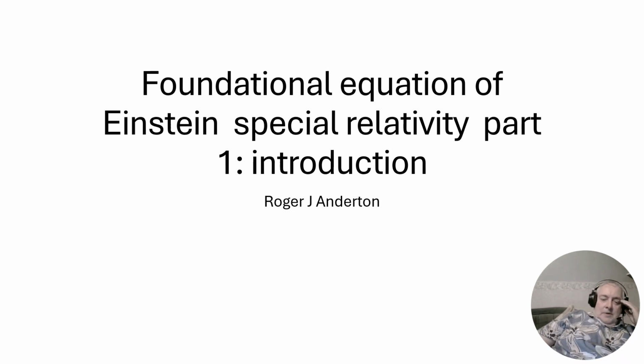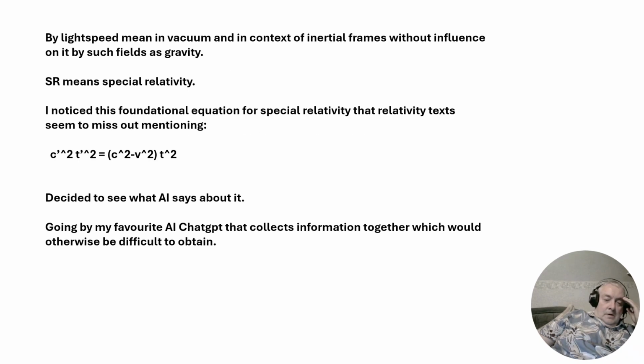We're dealing now with the foundational equation of Einstein special relativity, part 1, introduction. General things here: by light speed, I mean in vacuum, and in context to inertial frames without influence on it by such fields as gravity. And I use the notation SR to mean special relativity.